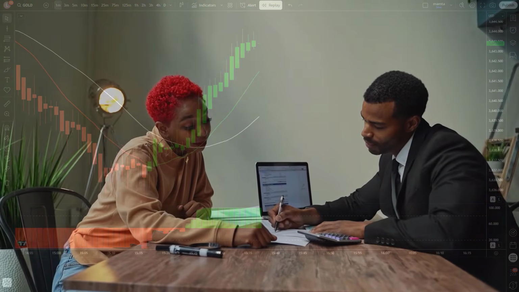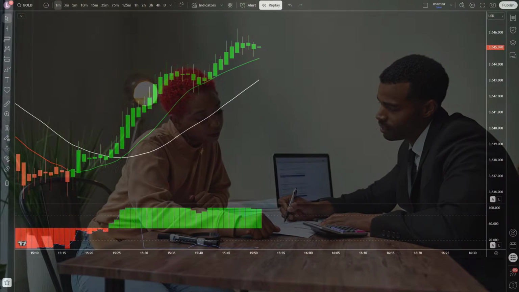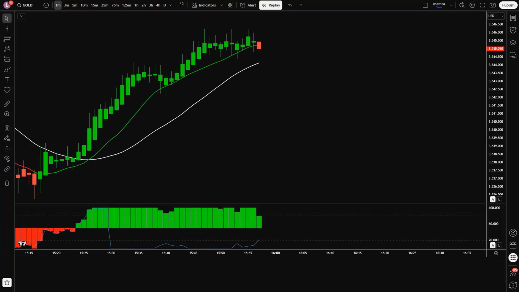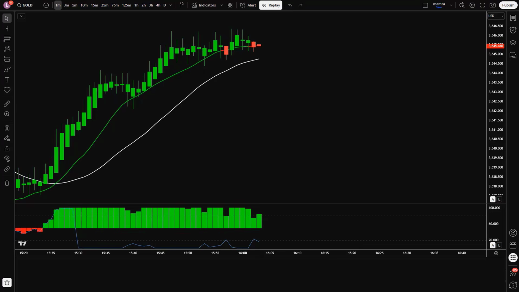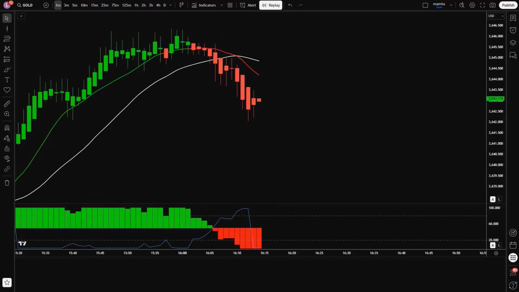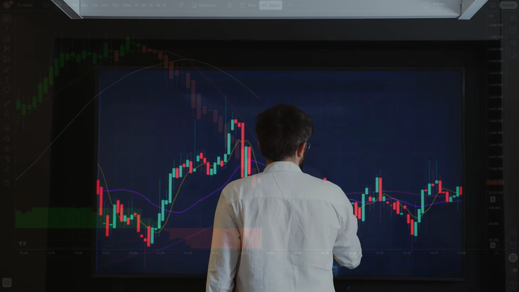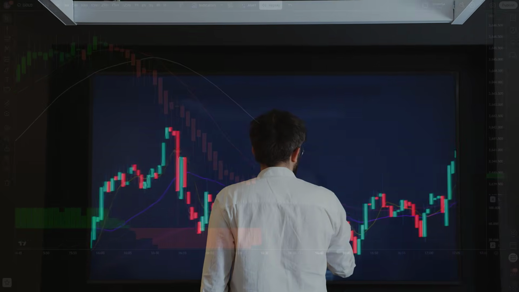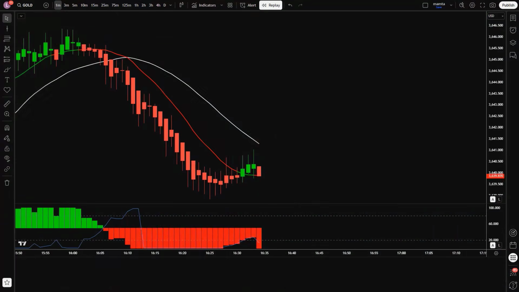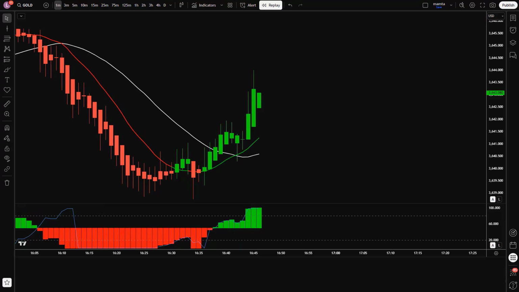This innovative tool is designed to revolutionize your trading experience by providing you with perfect entry and exit signals. Imagine having the ability to make informed decisions with confidence, knowing that you have a reliable indicator at your fingertips. In this session, we will explore how this moving average works, its unique features, and how it can enhance your trading strategy. Get ready to dive into the world of trading with a fresh perspective.